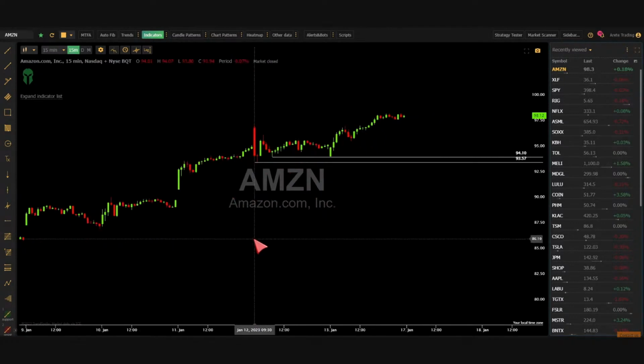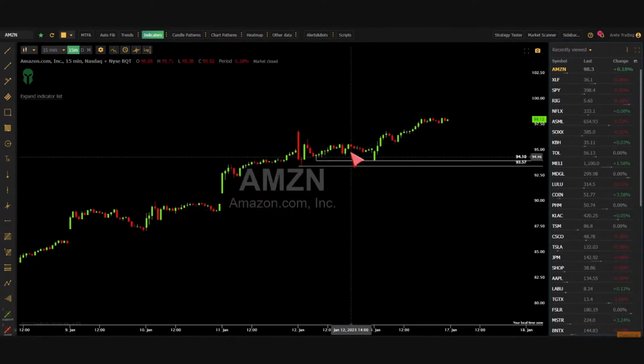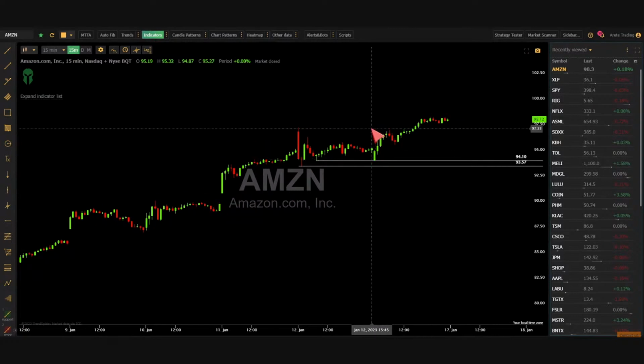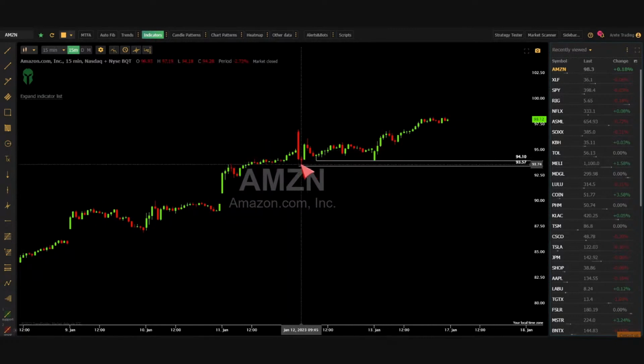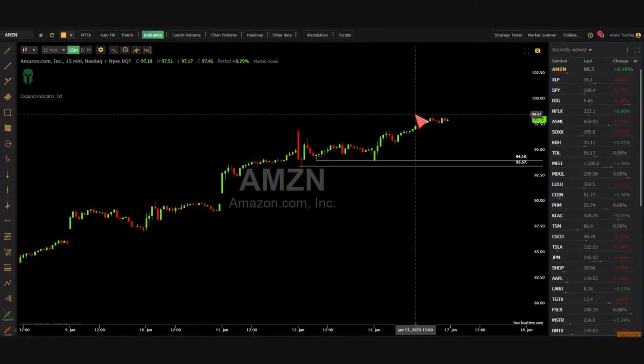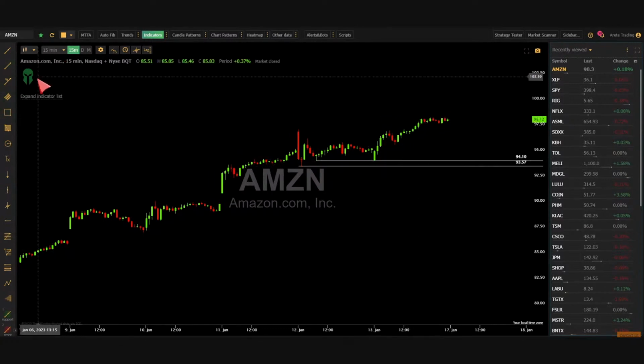So this is Amazon, okay? And you can see how Amazon pulled right back to that doji, bounced off of it, off the open, and then ripped. I'm looking to see if we're going to fall to this level and then possibly give me an entry at least into that resistance level.